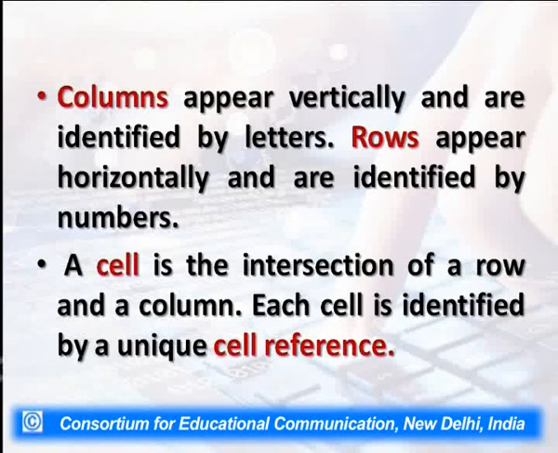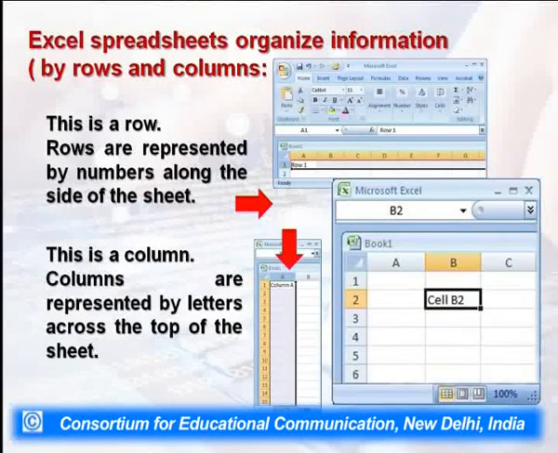Columns appear vertically and are identified by letters, and rows appear horizontally and are identified by numbers. A cell is an intersection where a row and a column meet. It is identified by a unique cell reference, just as I said, A1, B2, C10. C10 means that you are at the C column and the 10th row. Wherever the C column meets the 10th row, a cell called C10 is formed, and here you can enter your data.